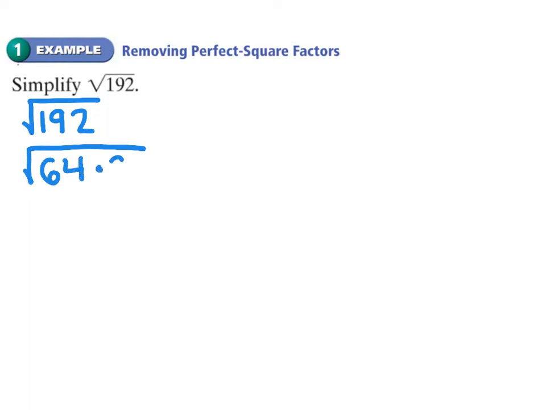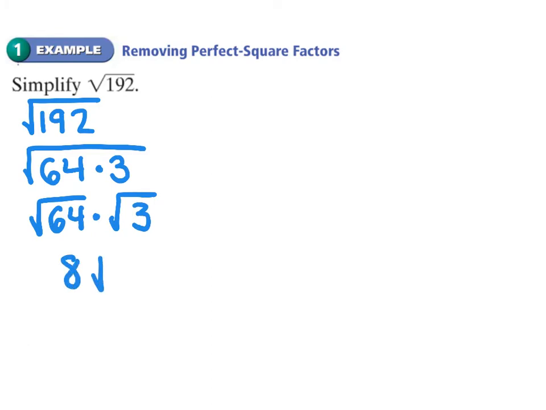Now, if we want to simplify the square root of 192, the largest perfect square that divides into 192 is 64. So I can rewrite it as the product of 64 times 3. Separate the radical, so it's the square root of 64 times the square root of 3, and the square root of 64 is 8. So your final answer is 8 square root 3.